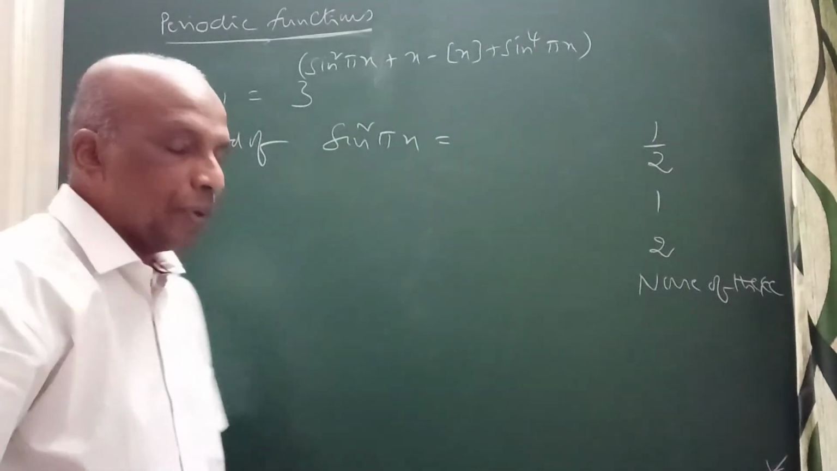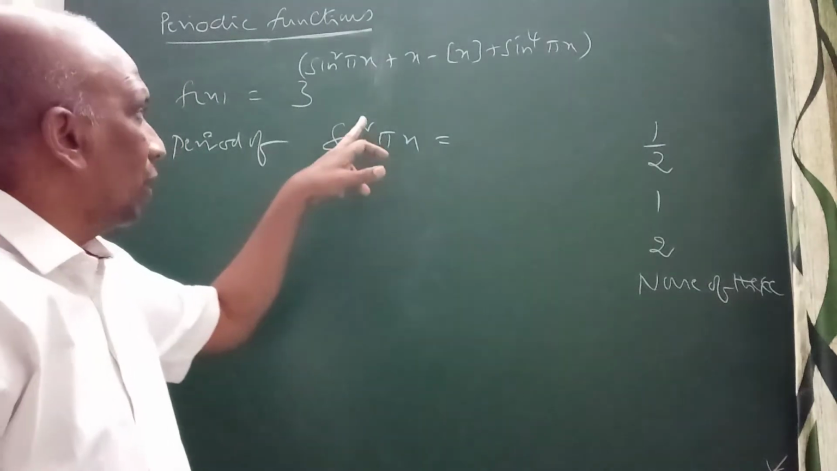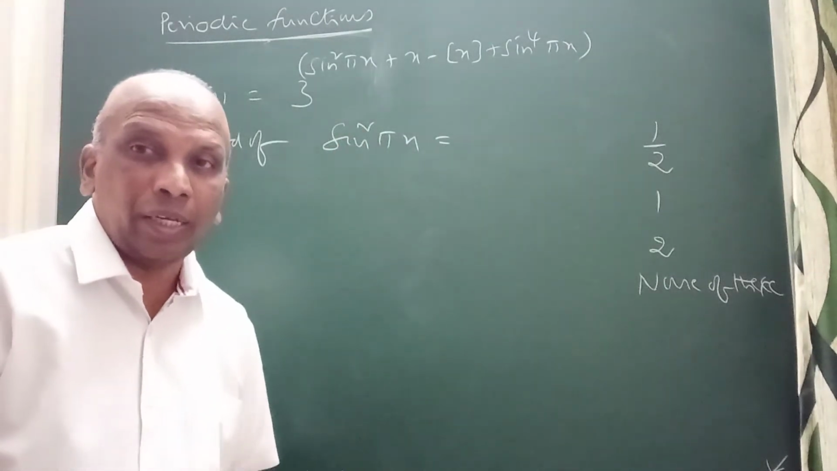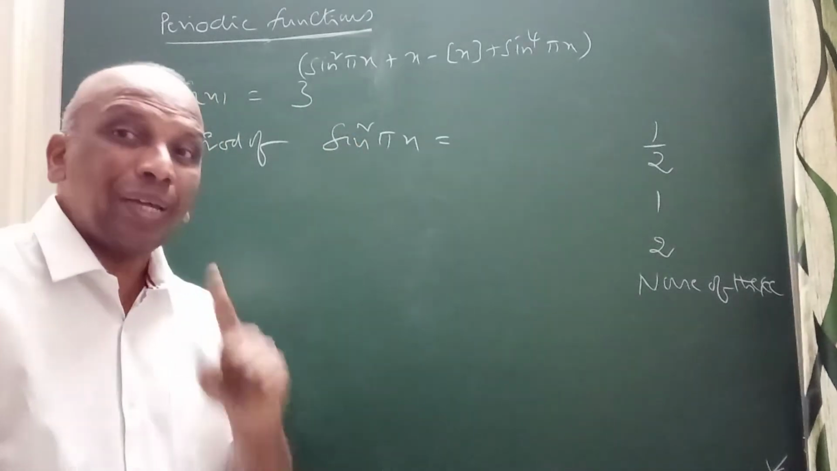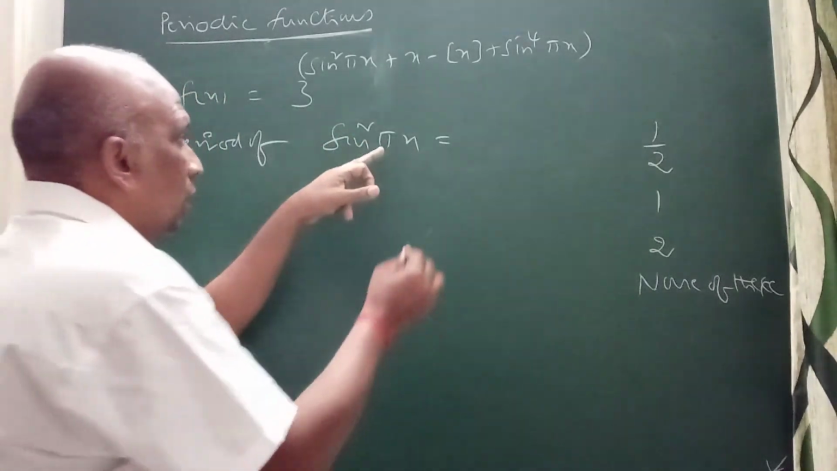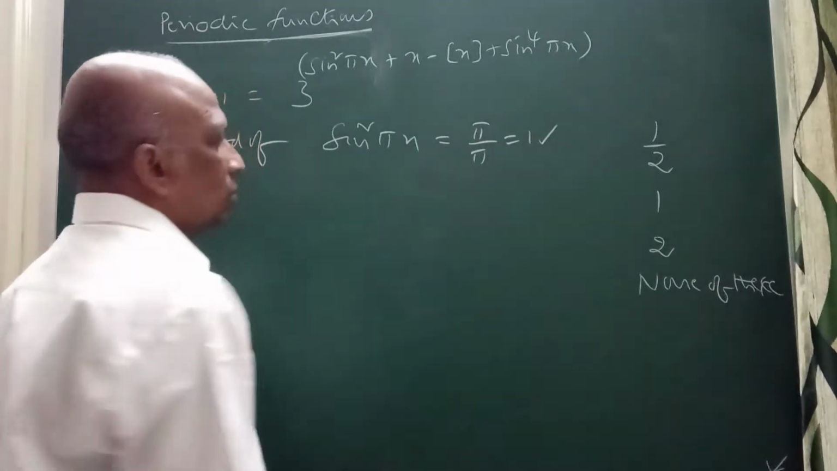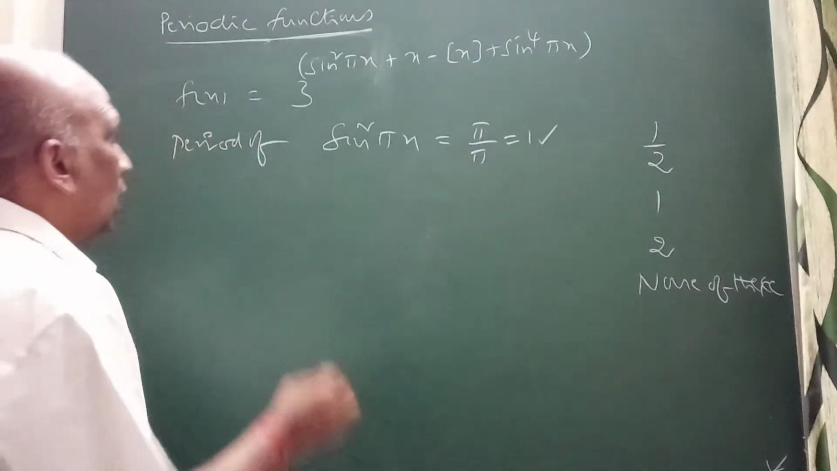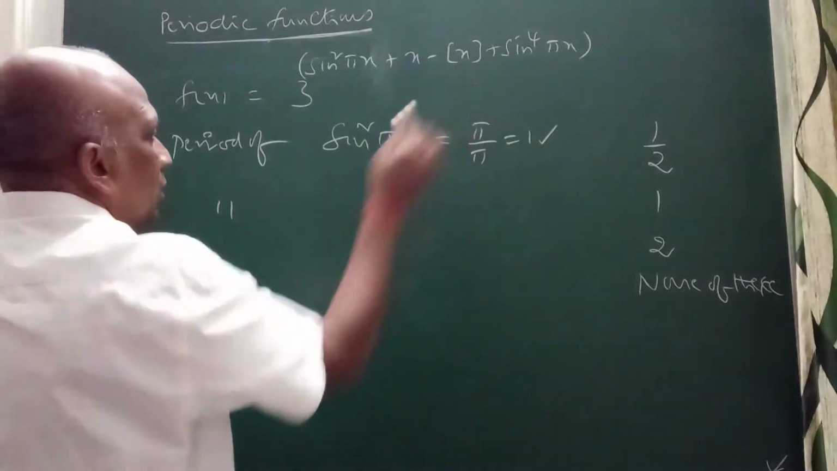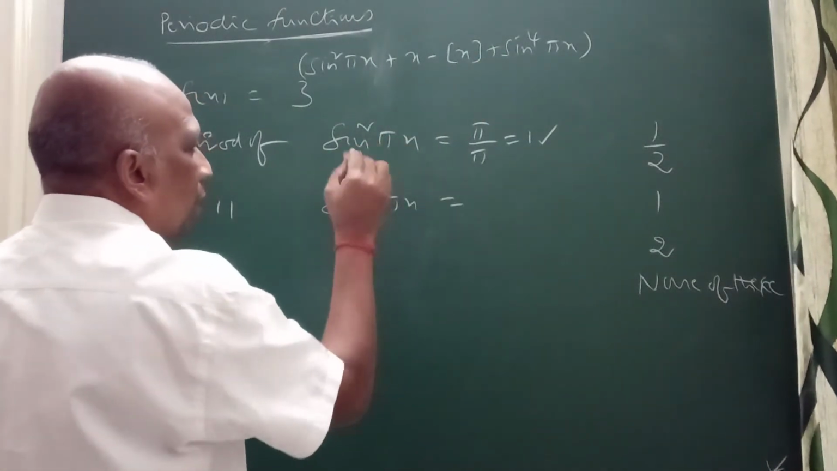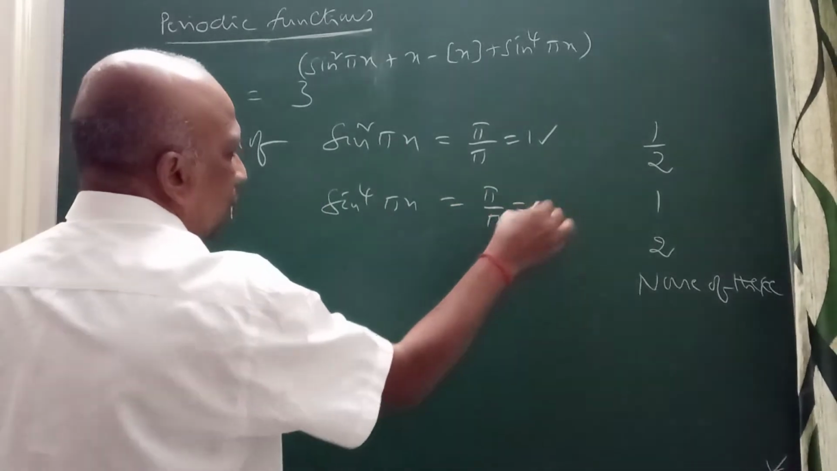If you take the square power of any sin, cos, cosec, secant, where the power is an even number, the period is pi. So this coefficient is pi x. The period will be pi by pi, which gives 1. So the period of sin square pi x is 1. Even for sin power 4 pi x, you get an even power again. So pi by pi gives 1.